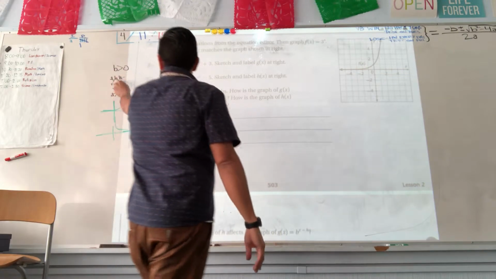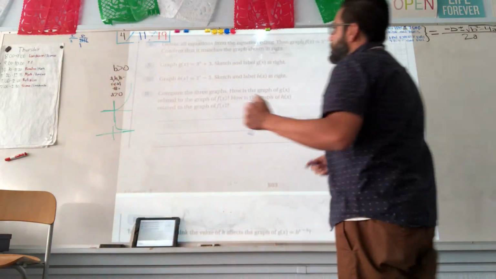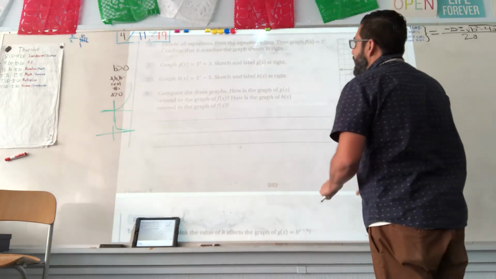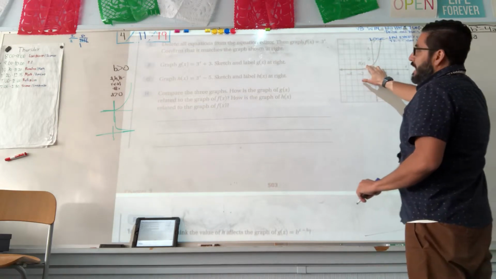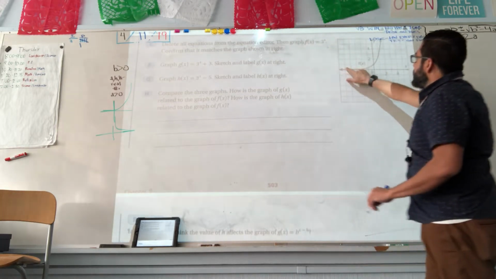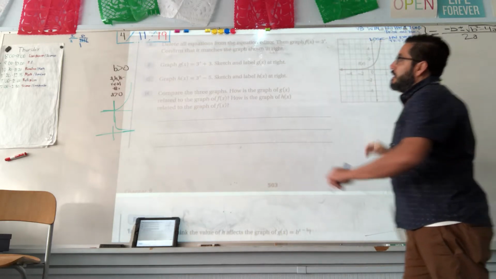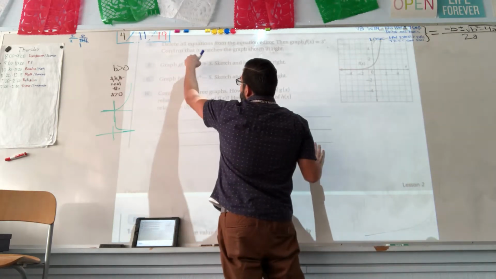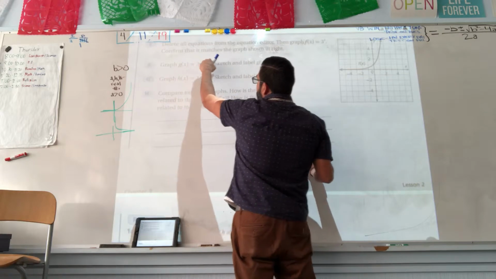Now we're going to add that k factor to it. All right, so graph g of x equals 3 to the x power plus 3. That is, f of x is 3 to the x power, that goes right here. Well now we're going to graph g of x, which is 3 to the x power plus 3.